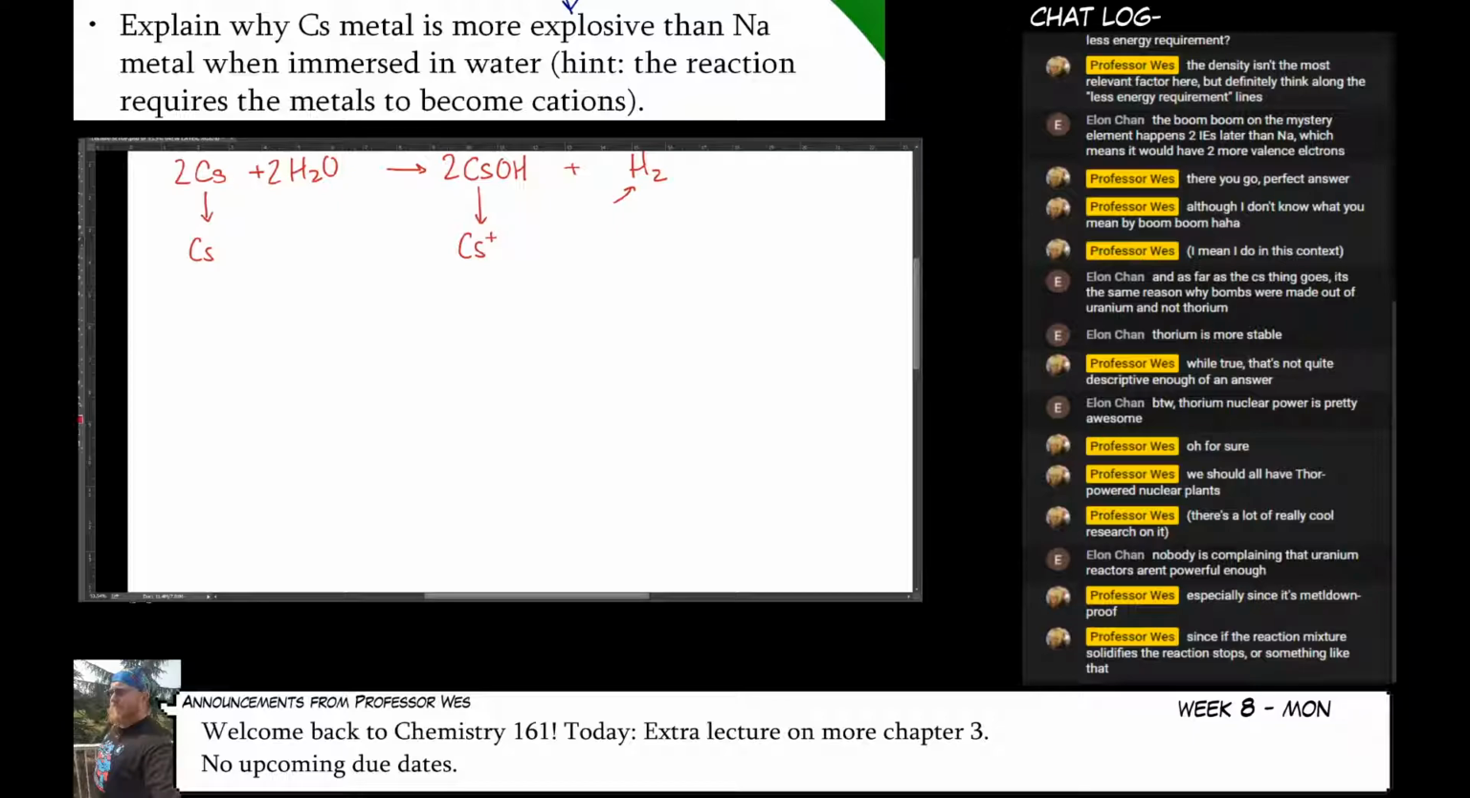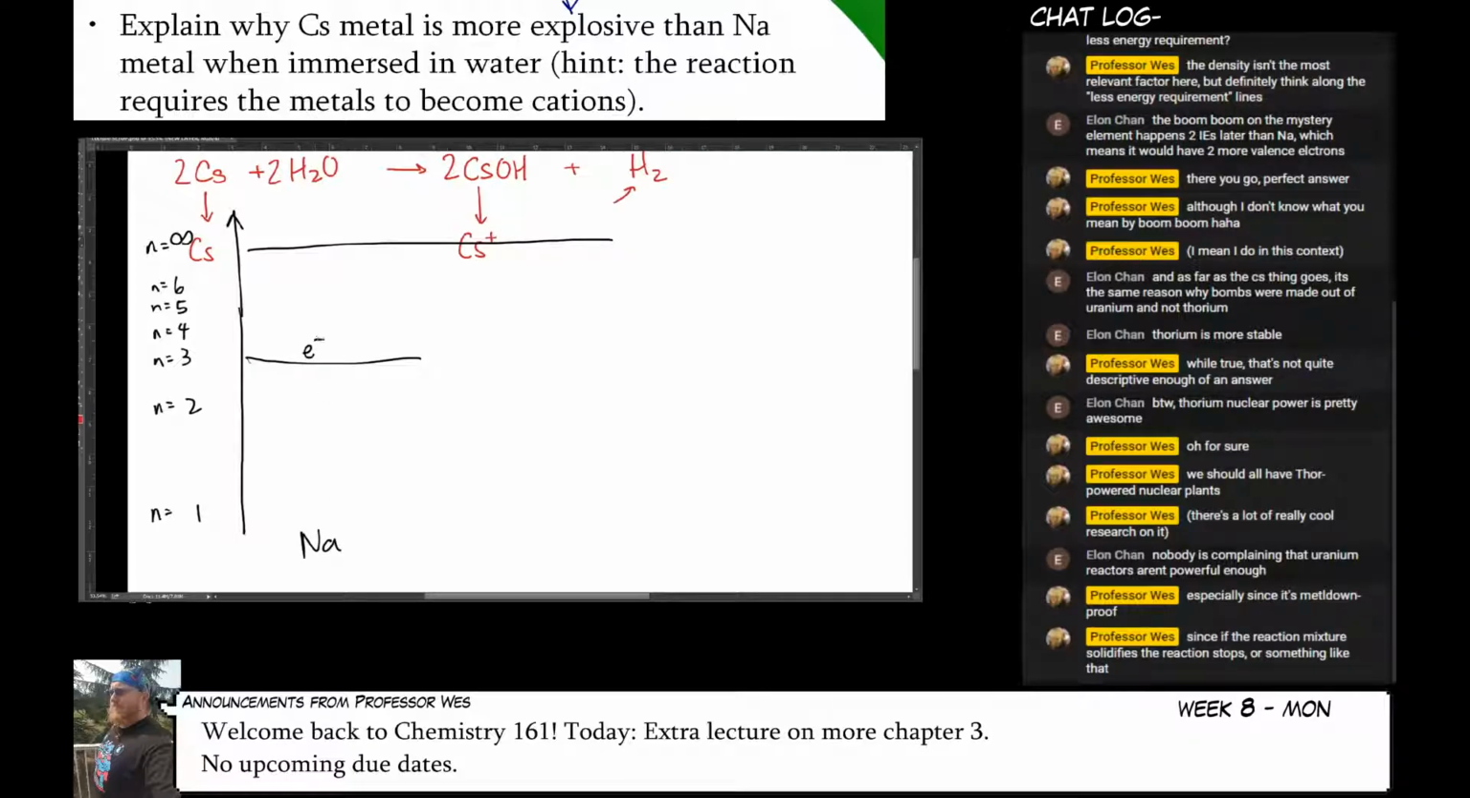But if I draw my diagram here, I think cesium goes down to 6, right? Okay. And then we'll put n equals infinity right here. Here's where my electrons for sodium are. Here's its valence electron. But cesium's is way up here.